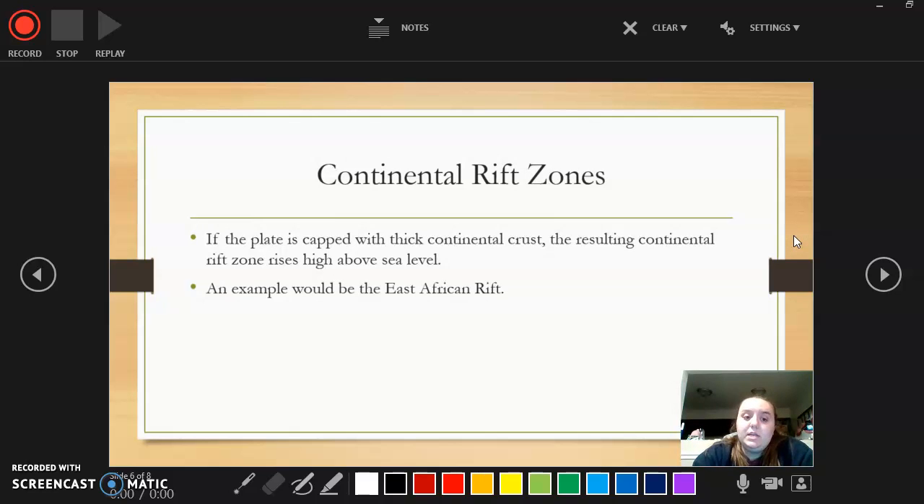Continental rift zones. If the plate is capped with thick continental crust, the resulting continental rift zone rises high above sea level. An example would be the East African Rift.